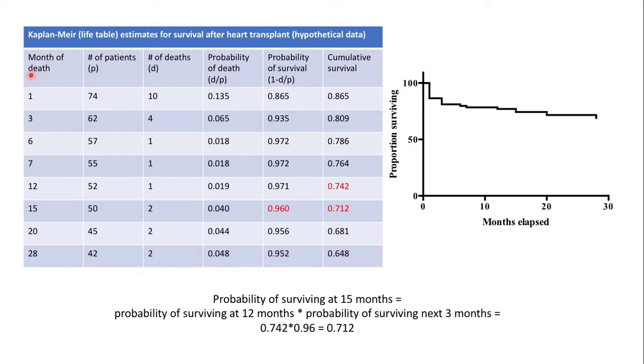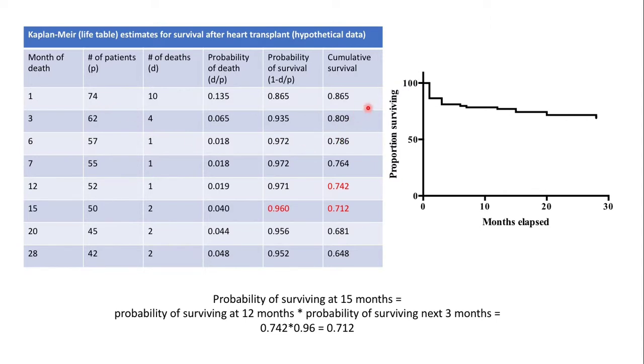So what you see with a life table, you have month of death here, the total number of patients at the beginning, and because people are having the event, in this case death, the number goes down by 28 months. We started with 74, we went to 42. This is the number of deaths that occurred in this month. This is the probability of death, which is simply D divided by P. The probability of survival is essentially 1 minus D divided by the total number of patients.